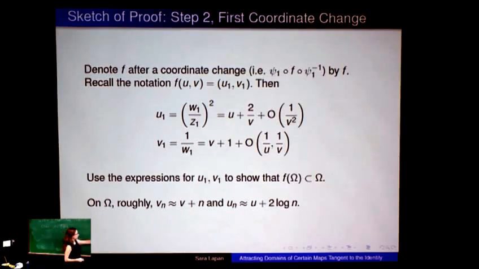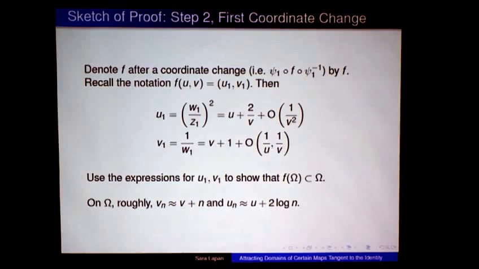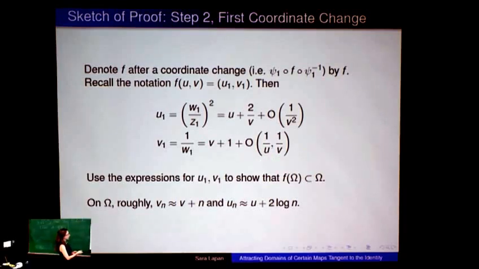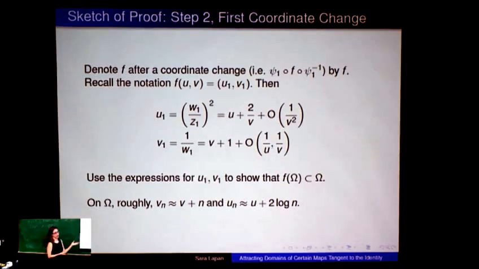And so very roughly we have that on omega, Vn is going to behave like v plus 1 plus n, because these O terms are small, and that un is going to behave then like u plus 2 log n, because we have this 2 over Vn is like 2 over n. But these O terms are large enough that we're not done yet. So it doesn't quite behave like that yet.